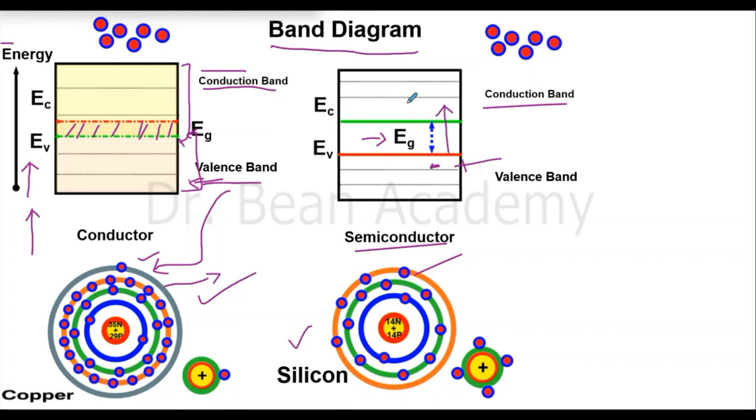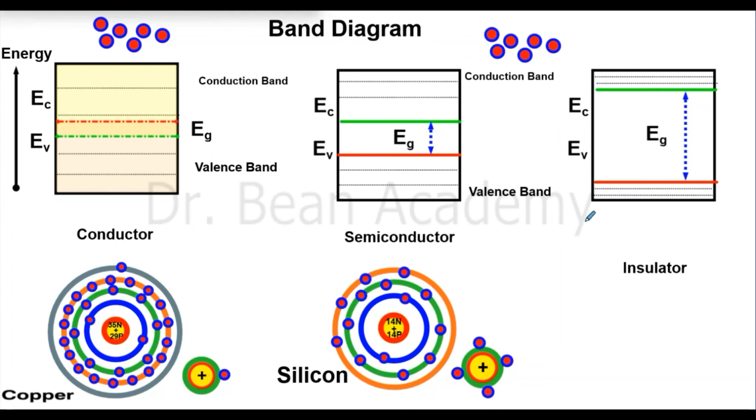But how about the insulators? Can you guess from the trend we have just seen for the conductor and for the semiconductor? Can you guess how the band diagram or energy level diagram will look for the insulator? I hope you have guessed in the right way that the band gap between the conduction band and valence band will be increased.